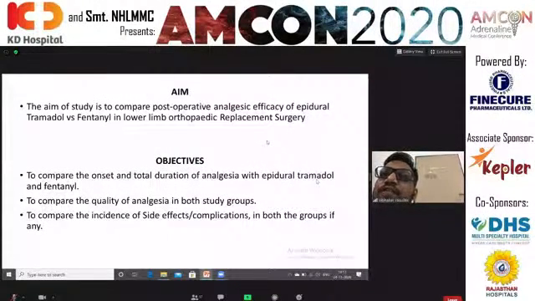So the aim of my study was to compare the postoperative analgesic efficacy of epidural tramadol and epidural fentanyl in lower limb orthopedic replacement surgeries. The objectives were to compare onset and total duration of analgesia, to compare the quality of analgesia, and to compare the incidence of side effects in both groups. Next.